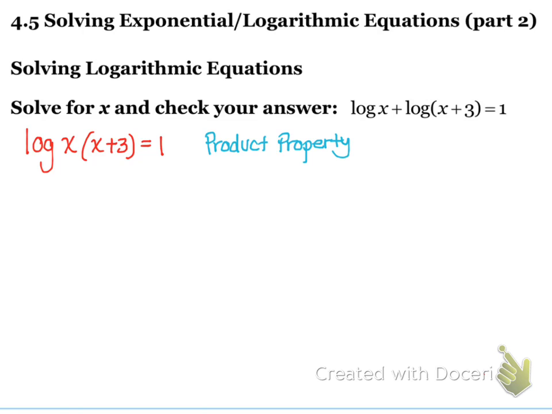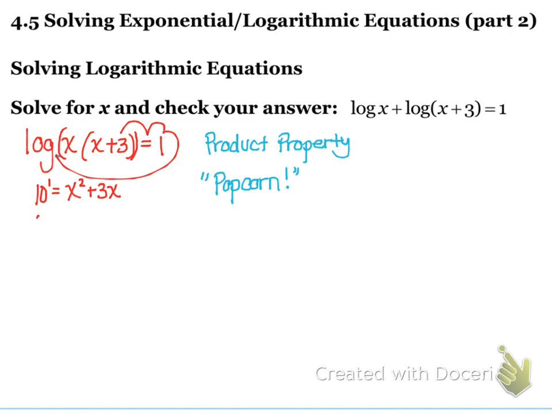The next step is to rewrite this log as an exponential. So you're going to use the popcorn method. We write it as 10 because we don't have a base shown, so we understand that it's 10. 10 to the 1 equals x plus 3. Now this whole argument is the argument. So we have x times x plus 3, which becomes x squared plus 3x after we distribute.